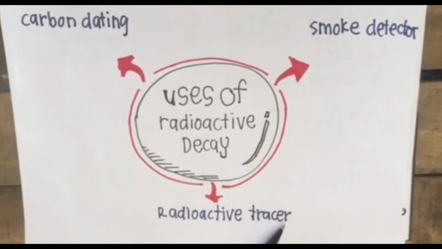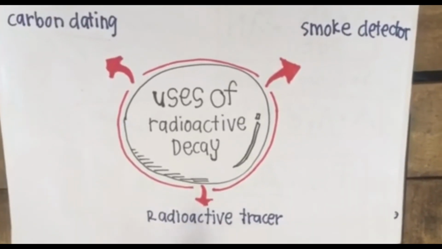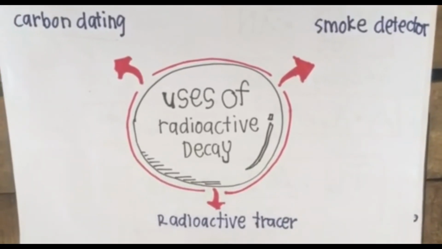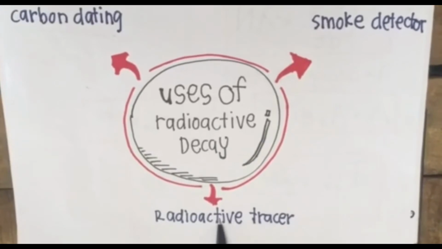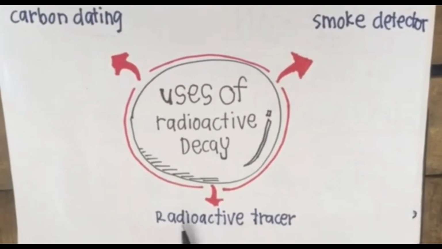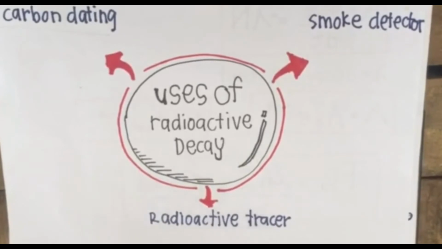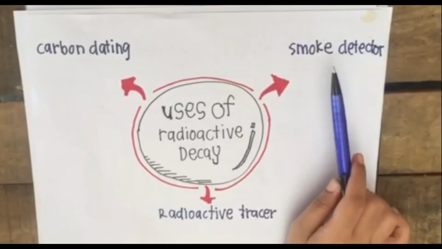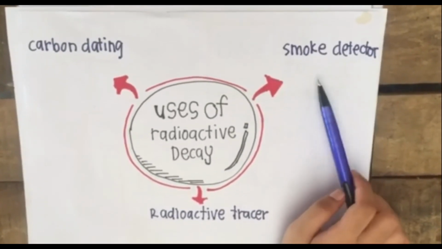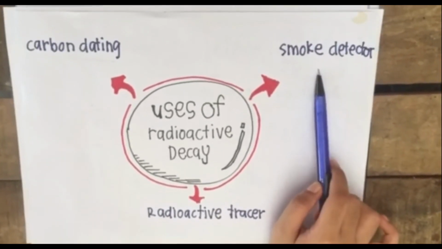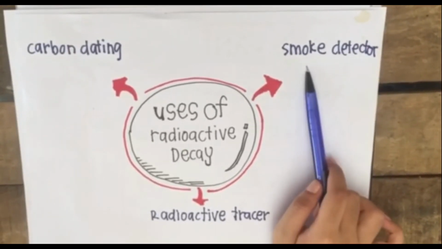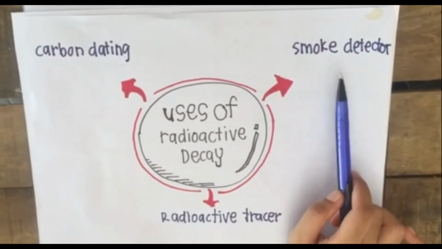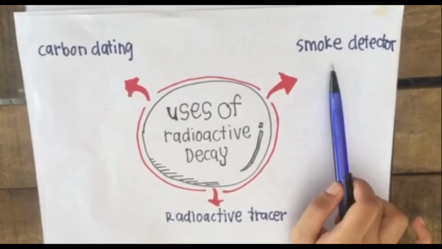The second one is radioactive tracer. We use beta particles and gamma rays to trace the chemical reaction in our body. So maybe in medicine, we put a radioactive tracer in our body so it can trace whether it has a chemical reaction or not. The last one is the smoke detector. When smoke enters the chamber, which contains alpha particles, the current will decrease, then the alarm will sound. So we know that there is smoke.